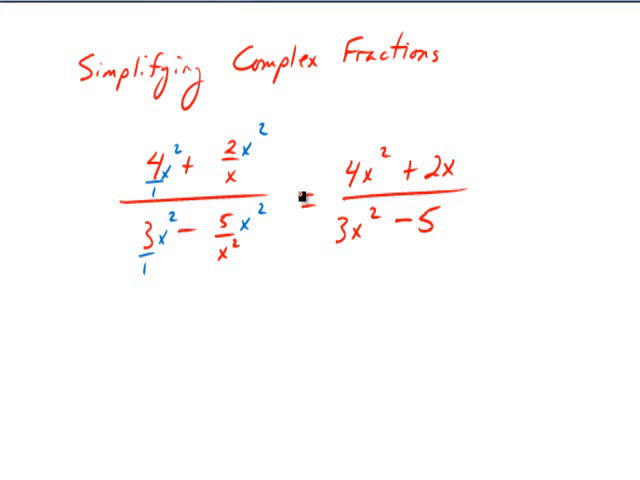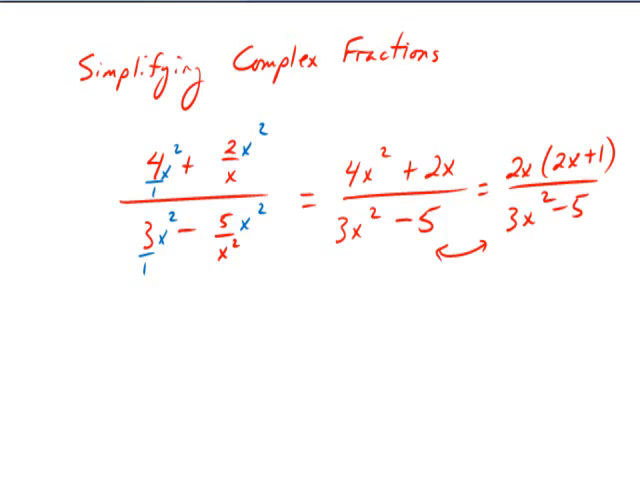I can then factor numerator and/or denominator to see if this fraction can be reduced any further. In this case, I can factor 2x out of the numerator to get 2x plus 1 over 3x squared minus 5, but the factoring really didn't help us any as far as canceling down any further, so either of these answers would have been okay for the simple fraction.